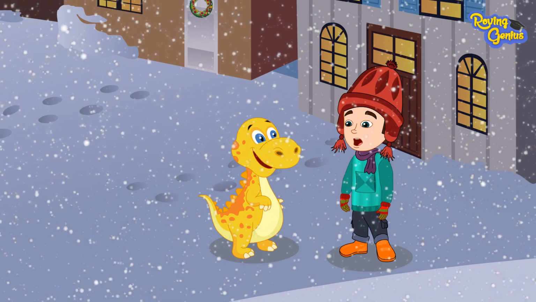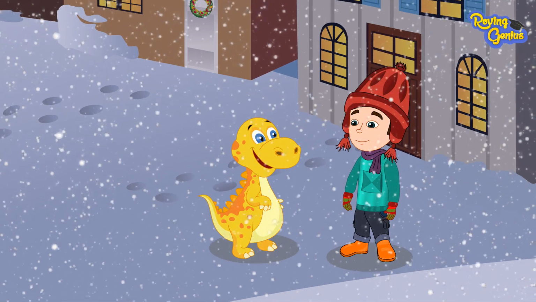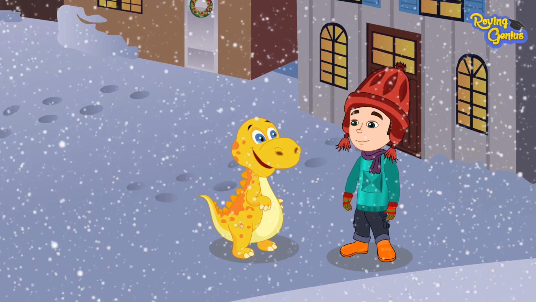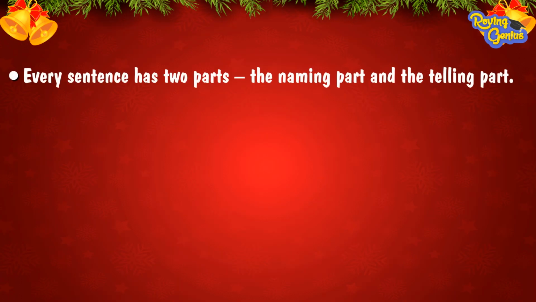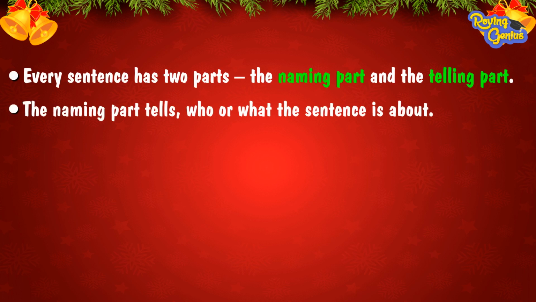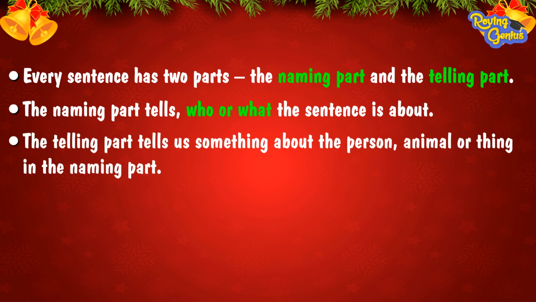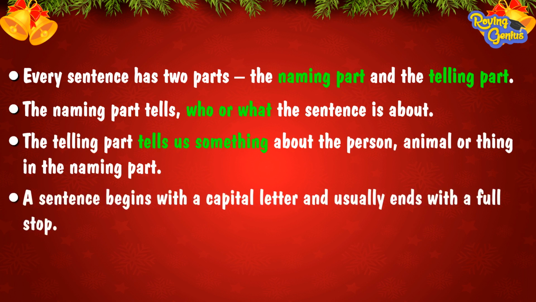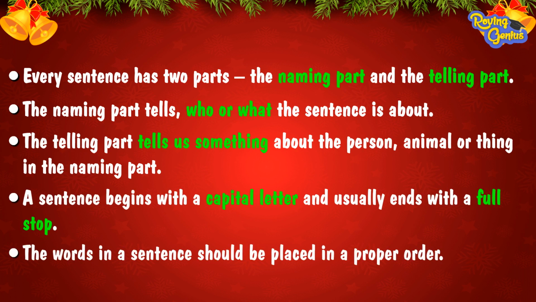Wow! Now I understood how to make sensible sentences. Let's repeat it. Yes, every sentence has two parts, that is, the naming part and the telling part. The naming part tells who or what the sentence is about, and the telling part tells us something about the person, animal, or thing in the naming part. A sentence begins with a capital letter and usually ends with a full stop. The words in a sentence should be placed in a proper order.